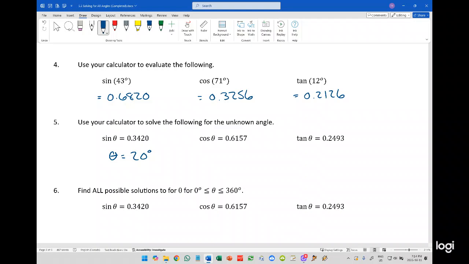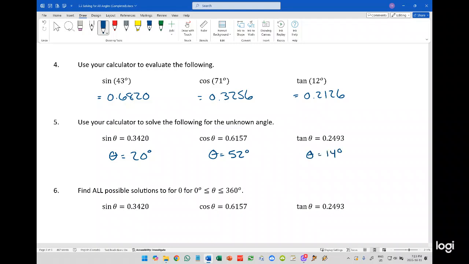And then I have cos of theta equals 0.6157. So I put in 0.6157 inverse cos, and I get 51.99, or 52 degrees. And then for the tan, 0.2493 inverse tan, and let me just double check that one. 0.2493 inverse tan. 13.99, about 14 degrees.